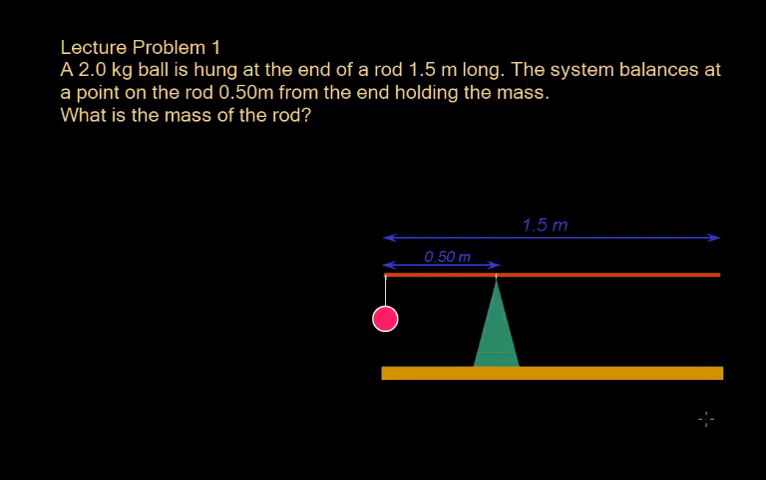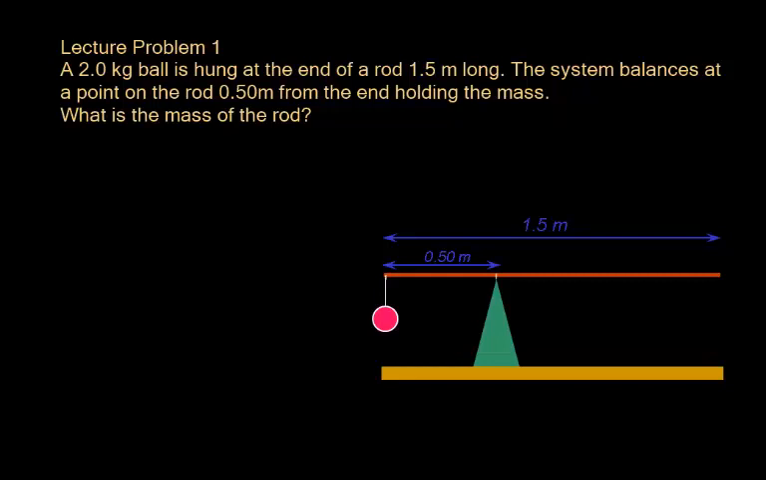Lecture problem 1. A 2.0 kilogram ball is hung at the end of a rod that is 1.5 meters long. The system balances at a point on the rod which is 0.50 meters from the end holding the mass. What is the mass of the rod?